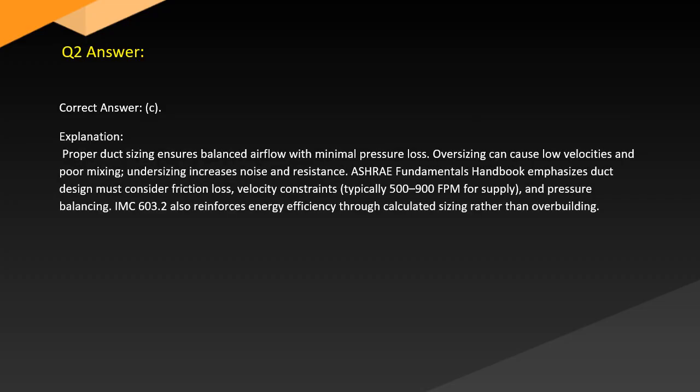Answer. Correct answer. C. Explanation. Proper duct sizing ensures balanced airflow with minimal pressure loss. Oversizing can cause low velocities and poor mixing. Undersizing increases noise and resistance. The ASHRAE Fundamentals Handbook emphasizes duct design must consider friction loss, velocity constraints, typically 500-900 FPM for supply, and pressure balancing. IMC 603.2 also reinforces energy efficiency through calculated sizing rather than overbuilding.